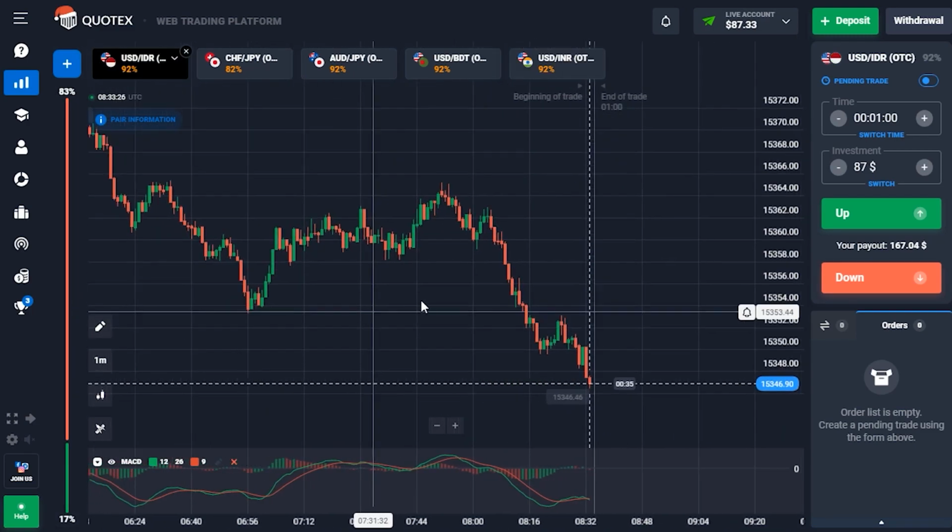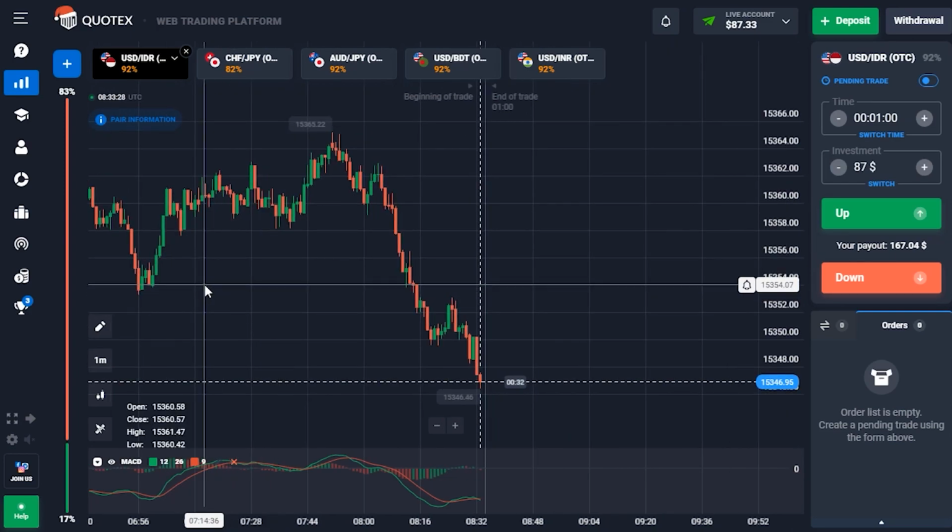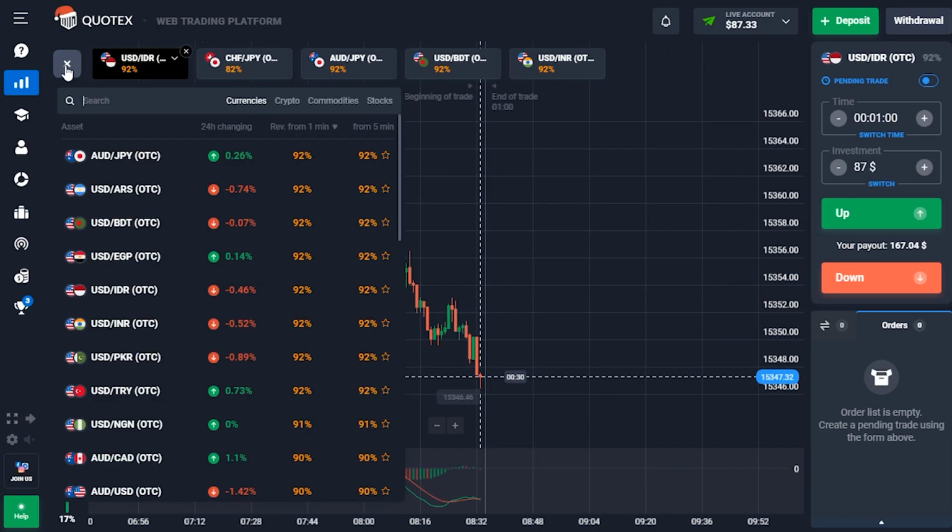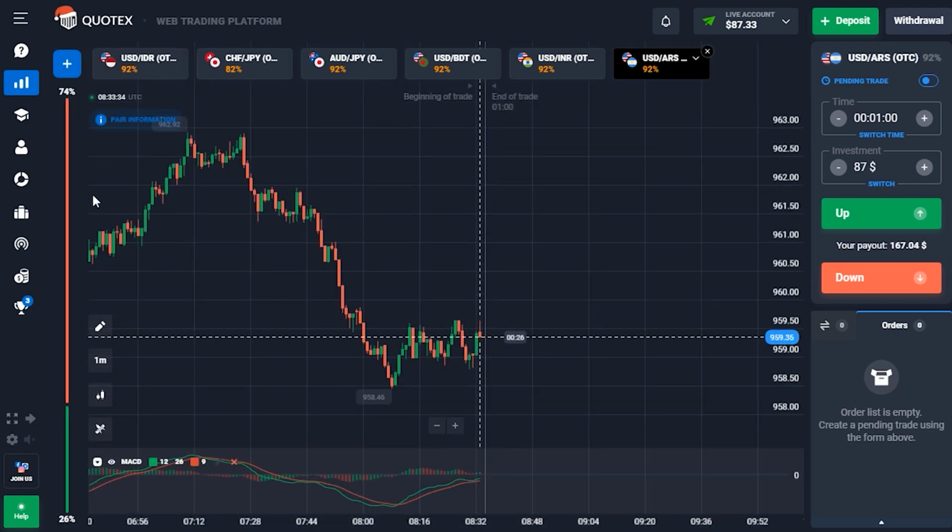There is a clear downtrend here. I don't see any entry points here. Let's add another currency pair. Let it be United States dollar and Argentine peso.